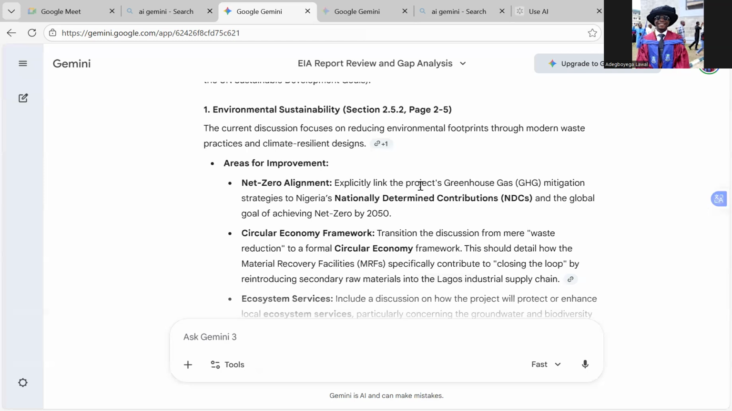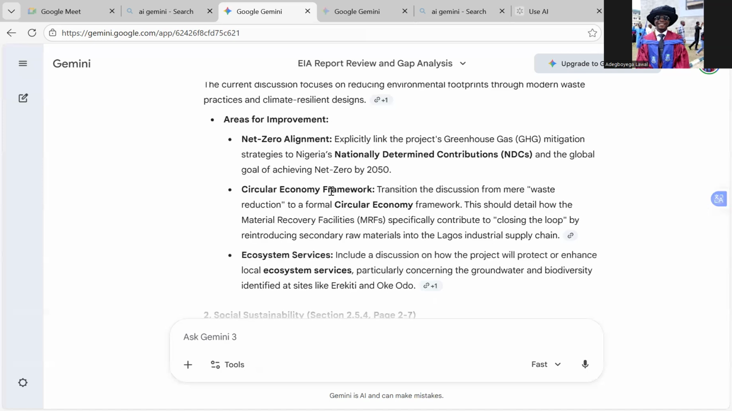Explicitly link the project's greenhouse gas mitigation strategy to Nigeria's nationally determined contributions and the global goal of achieving net zero by 2050. So there's a need to align the environmental sustainability concept with net zero, which is part of Nigeria's strategy. This project is a very good project because it's going to help us get to that level. So these are what should be part of the discussions. Also the circular economy framework: we are transitioning the discussion from mere waste reduction to circular economy. These are things that should also be there.